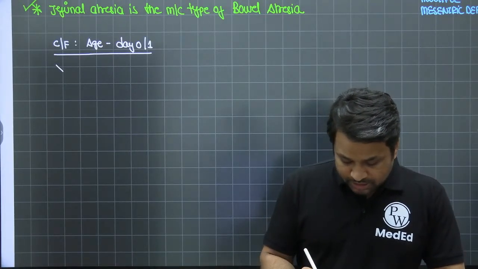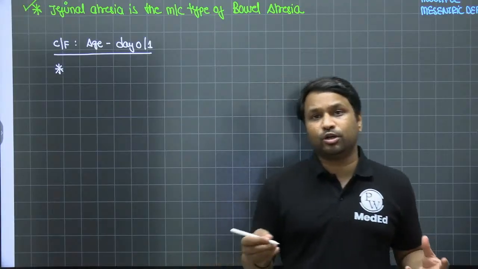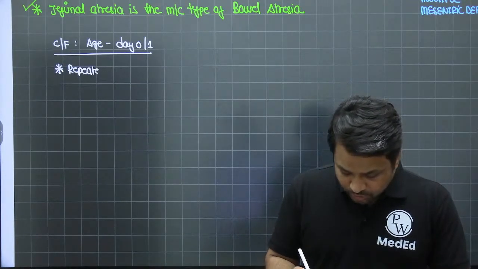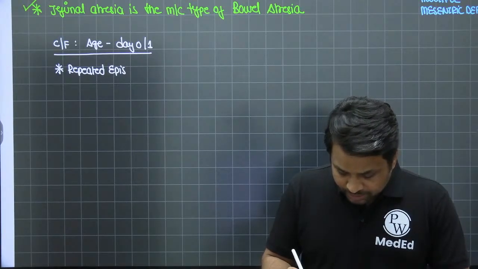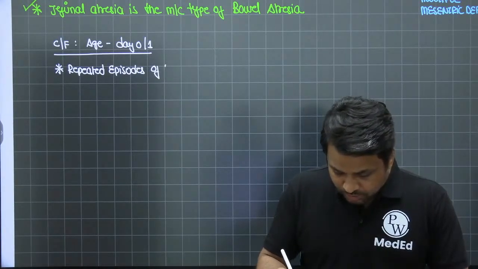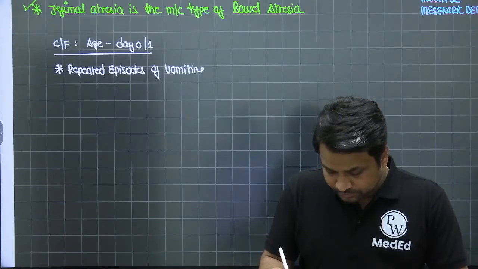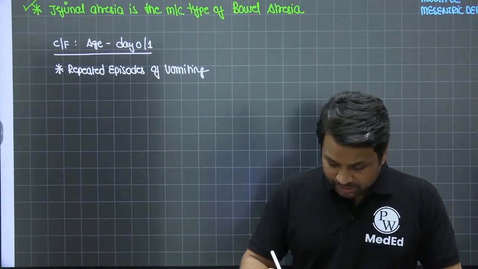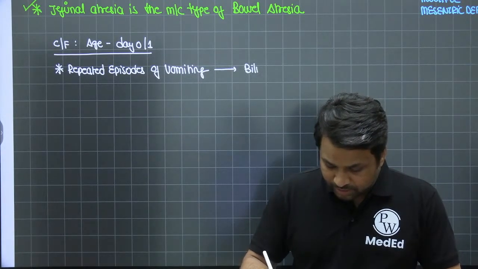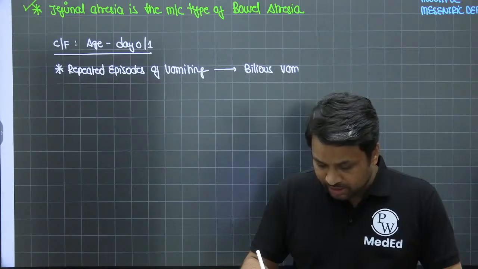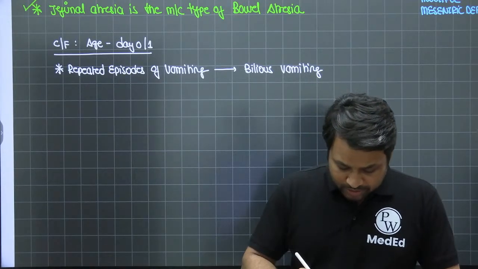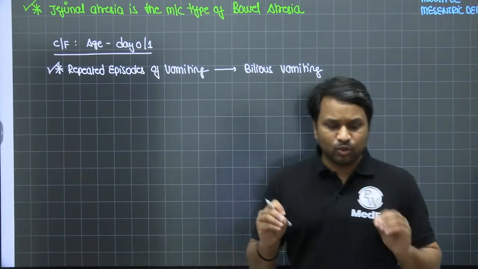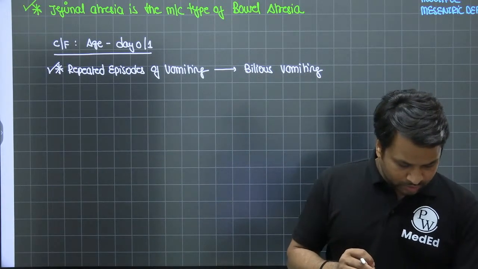The mother, or a pediatrician or a neonatologist, is going to see the baby, and the baby is going to present with repeated episodes of vomiting. When you look at this vomiting, it is going to be bilious in nature. So on day 0 or day 1 of life, the baby presents with repeated episodes of bilious vomiting. That's the only clinical presentation that you're going to see.